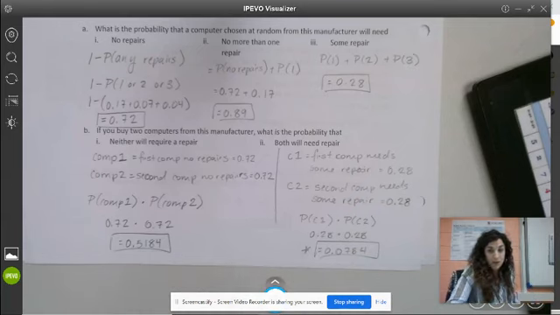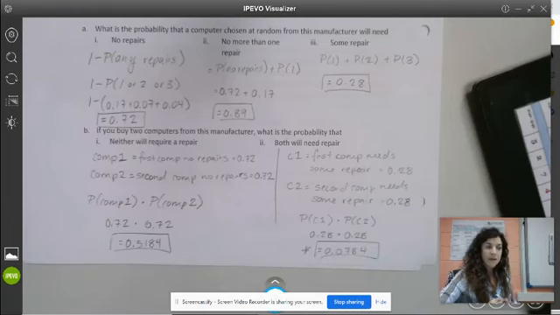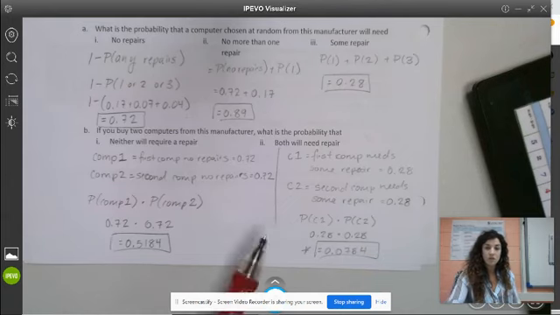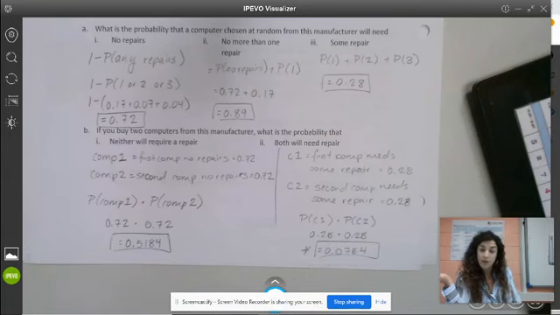Notice that these two do not add up to 1 because those are not all of the situations that could happen when you're buying a computer. When you're buying 2 computers, maybe the first one needs a repair and the second one doesn't. Maybe the second one needs a repair and the first one doesn't, right? So you've still got quite a few situations that you haven't accounted for here, which is why these two probabilities don't add up to 1. But once you account for all the different situations, then it would add up to 1.